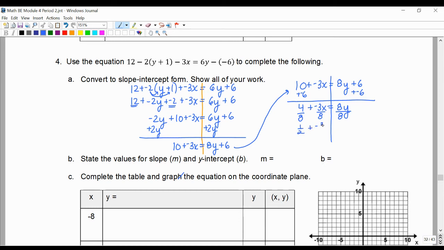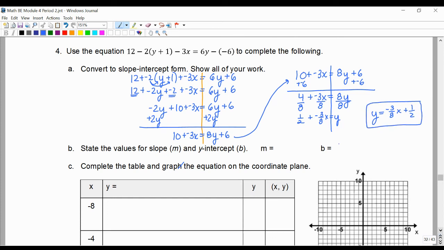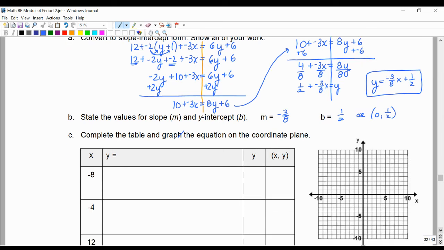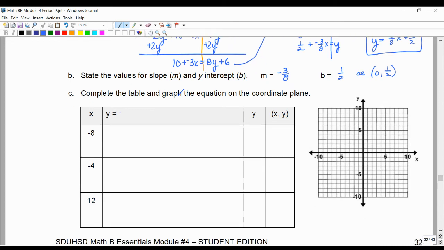1/2 plus negative 3/8 x equals y, or y equals negative 3/8 x plus a half. A tad bit weird. We have a y-intercept that is a half, or (0, 1/2), and a slope of negative 3/8. This one is especially challenging, so feel free to go back before we go to the table. And we're going to plug in our slope-intercept form up at the top, set up our points.